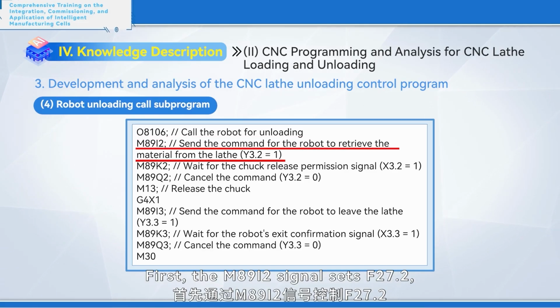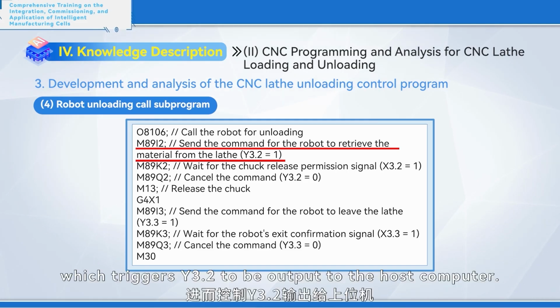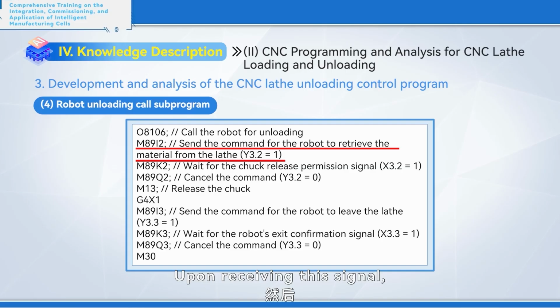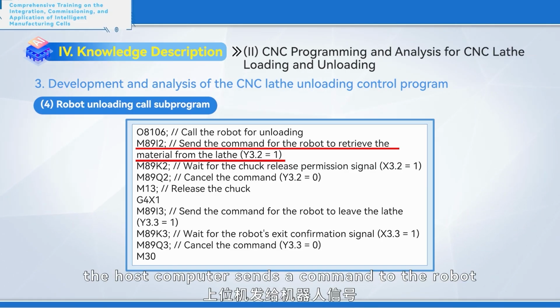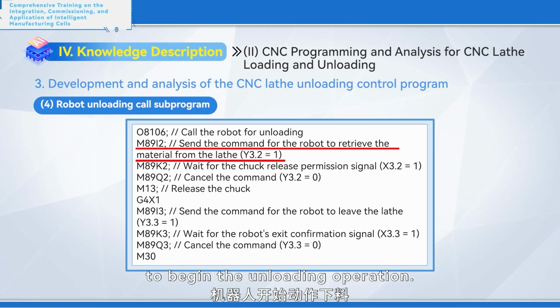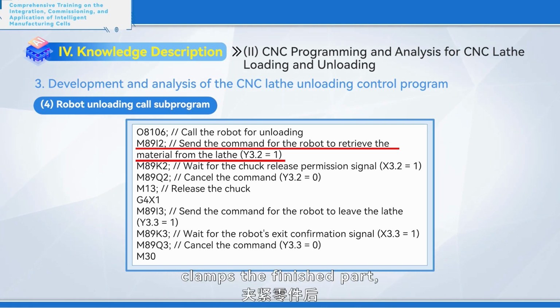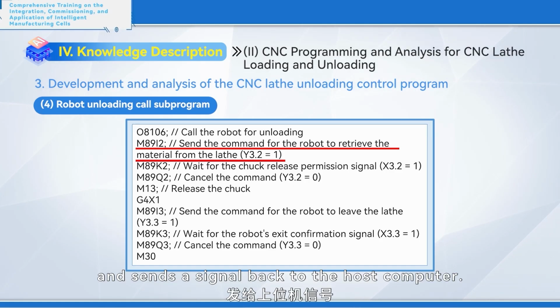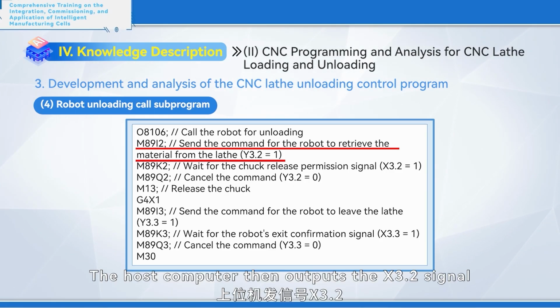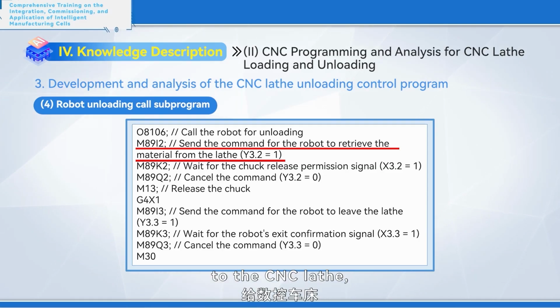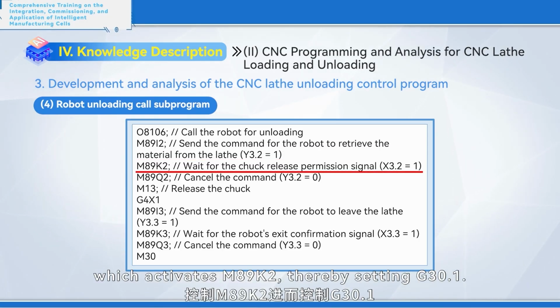First, the M89I2 signal sets F27.2, which triggers Y3.2 to be output to the host computer. Upon receiving this signal, the host computer sends a command to the robot to begin the unloading operation. The robot enters the CNC lathe, clamps the finished part, and sends a signal back to the host computer. The host computer then outputs the X3.2 signal to the CNC lathe, which activates M89K2, thereby setting G30.1.